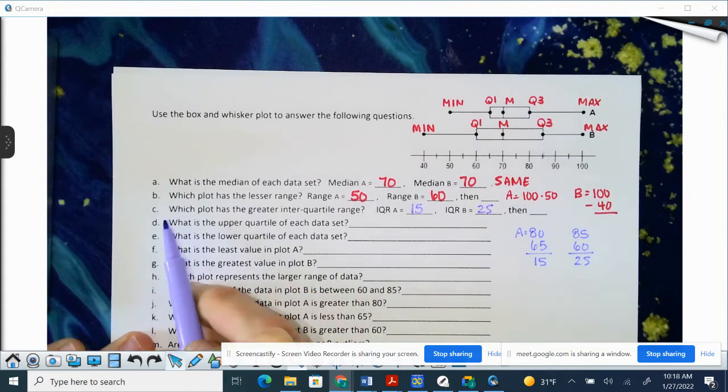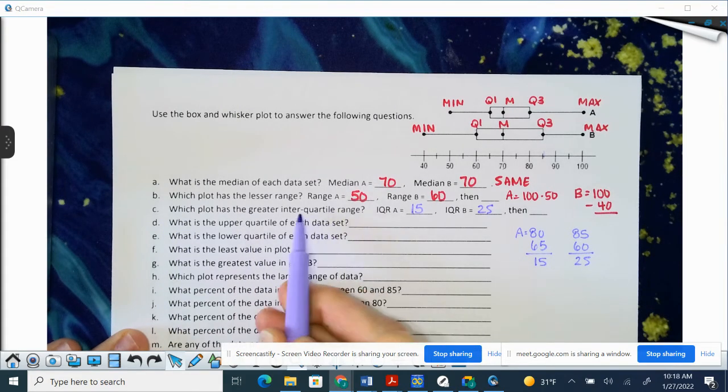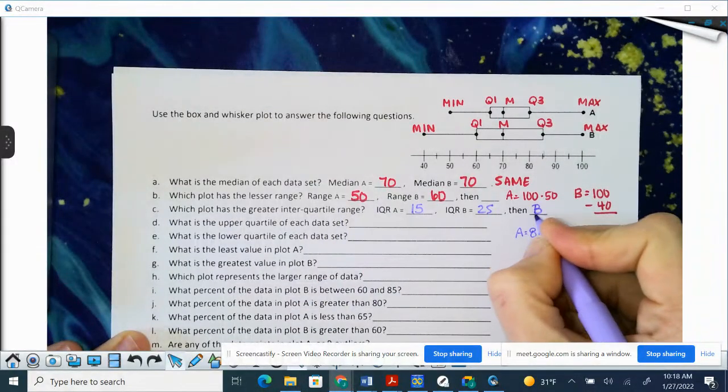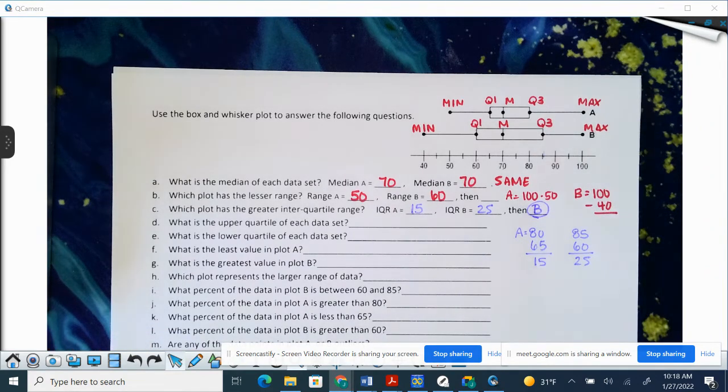So which one has the greater interquartile range? That's going to be B, which means that data is more spread out, because that means 50% of the data falls between a larger chunk. So the spread of B is going to be greater. Not necessarily the range as well, because it goes from 40 to 100, but the spread of numbers is going to be greater relative to your IQR.